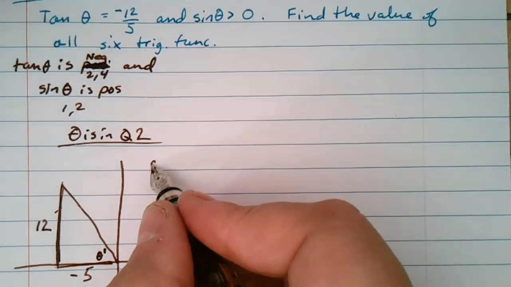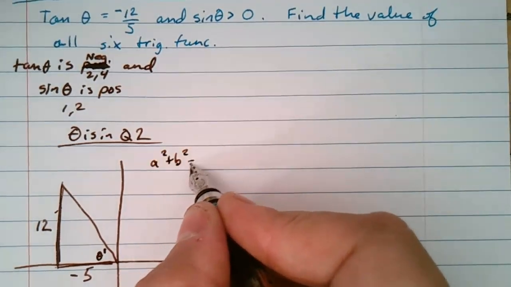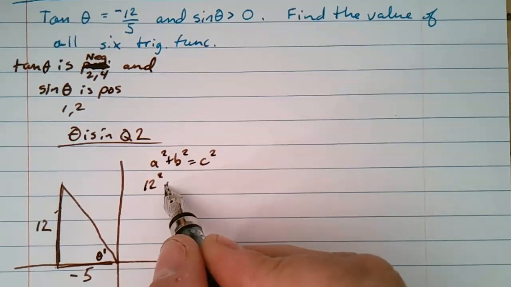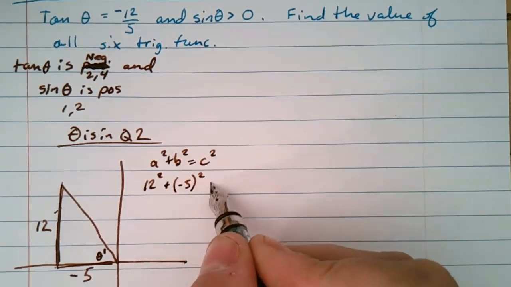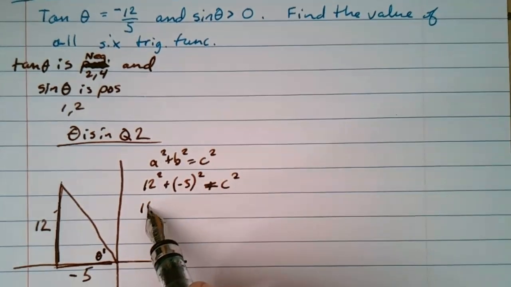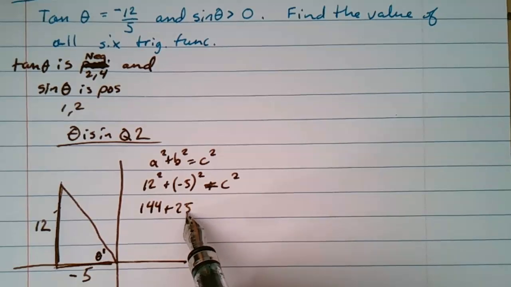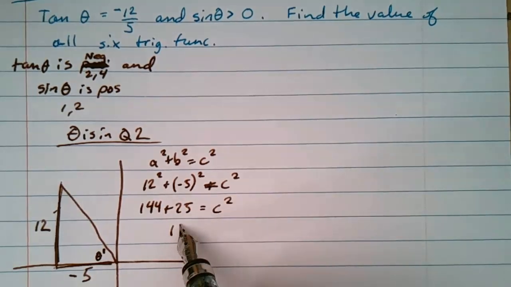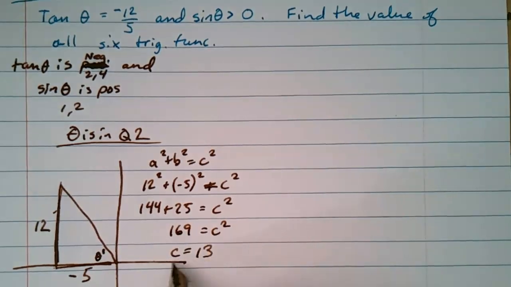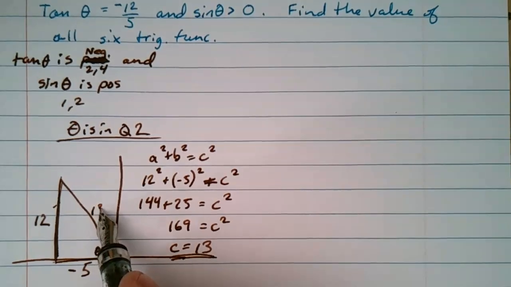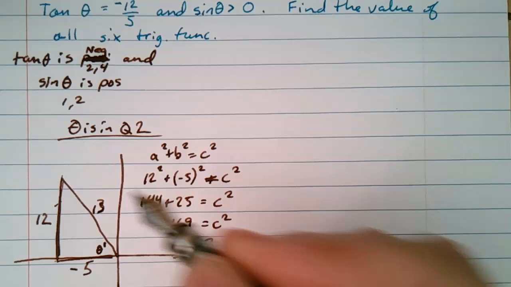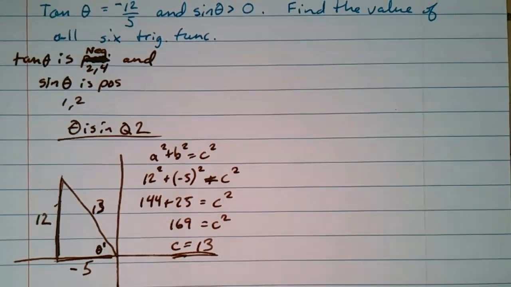So then what? I've got a squared plus b squared equals c squared. Well, that's going to be 12 squared plus -5 squared equals c squared. Well, that's 144, and that's 25, and that's 169, and so c is equal to 13, and that's going to go on my drawing because I think it might be helpful. 13. Okay, cool. Now what?